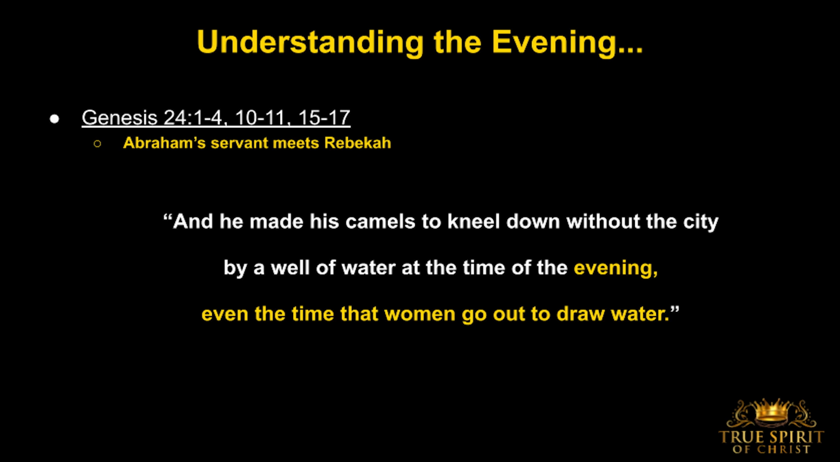When we jump down to the 10th verse, it says, And the servant took 10 camels of the camels of his master, and departed, for all the goods of his master were in his hand. And he arose, and went to Mesopotamia unto the city of Nahor. And he made his camels to kneel down without the city by a well of water at the time of the evening, even the time that women go out to draw water.